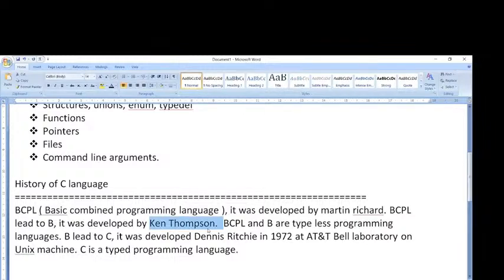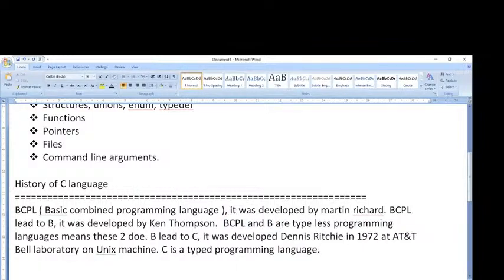Now BCPL and B, these two languages are called typeless programming languages, meaning they don't support data types. What is the meaning of this? It means those two do not support data types.